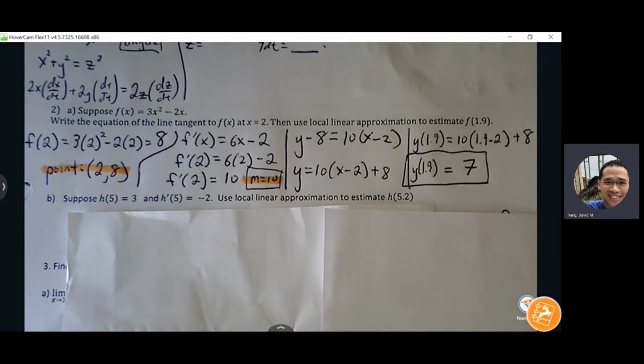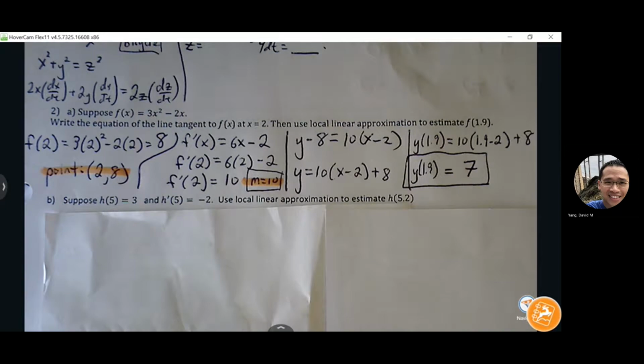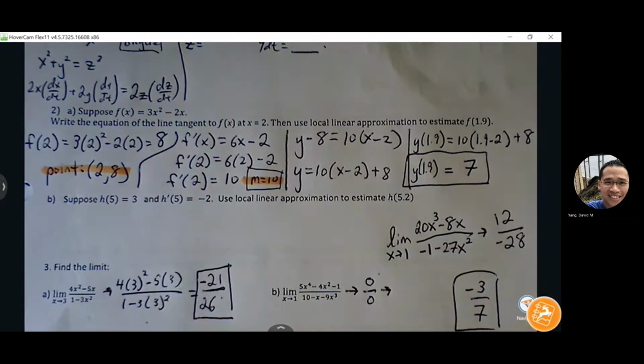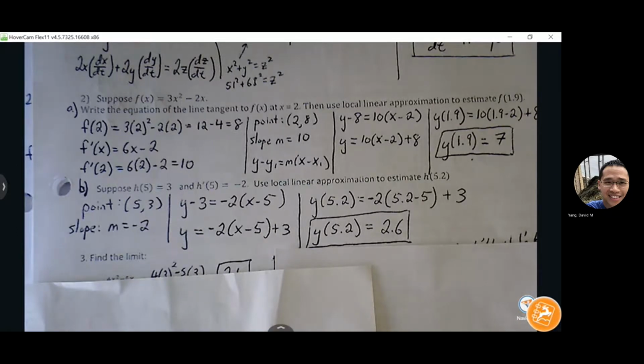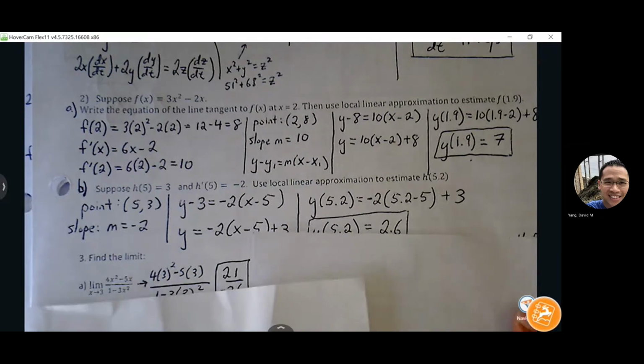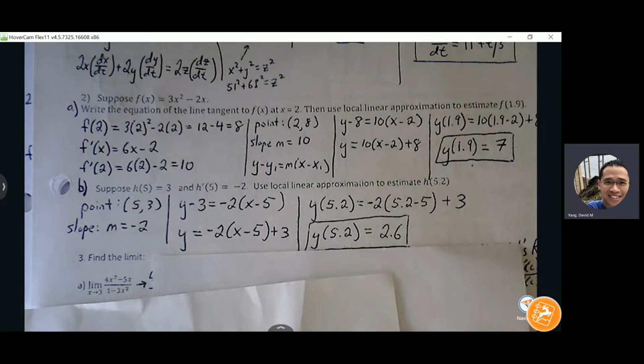Guys, the key is attached to this packet, so if you're working ahead, you're more than welcome to do that. Any questions with part B? Okay, no questions.